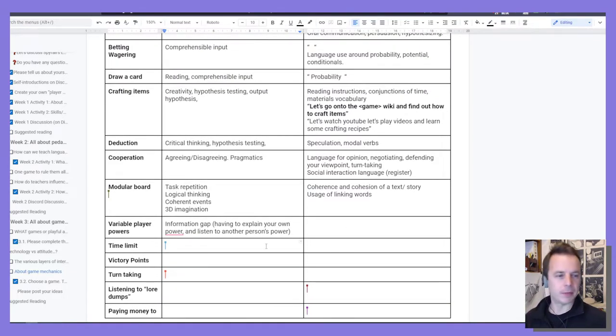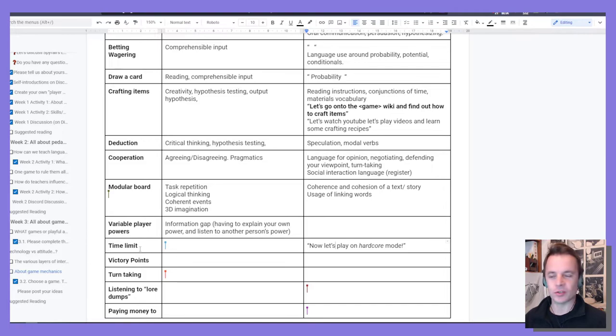How about a time limit? That's a very simple mechanic, right? As a teacher, what would you say? It's like, now let's play on hardcore mode. You've done it in 5 minutes. Now let's do it in 3 minutes to see if that language can come any quicker. Or again, by adding a time limit, you can force people to make mistakes.